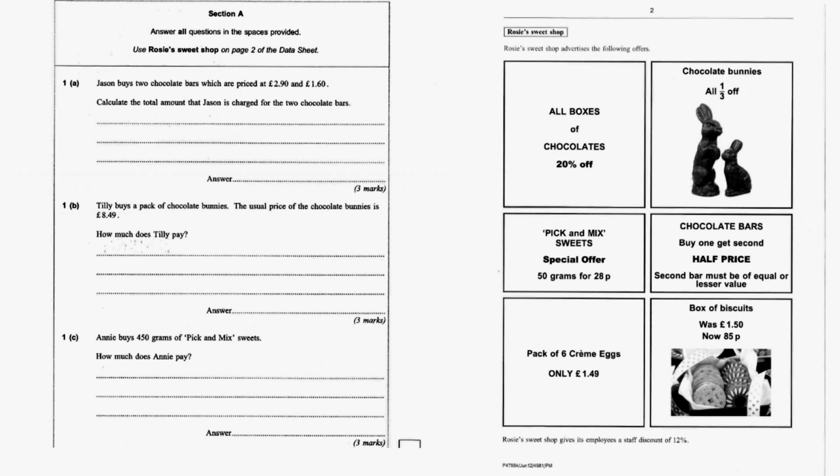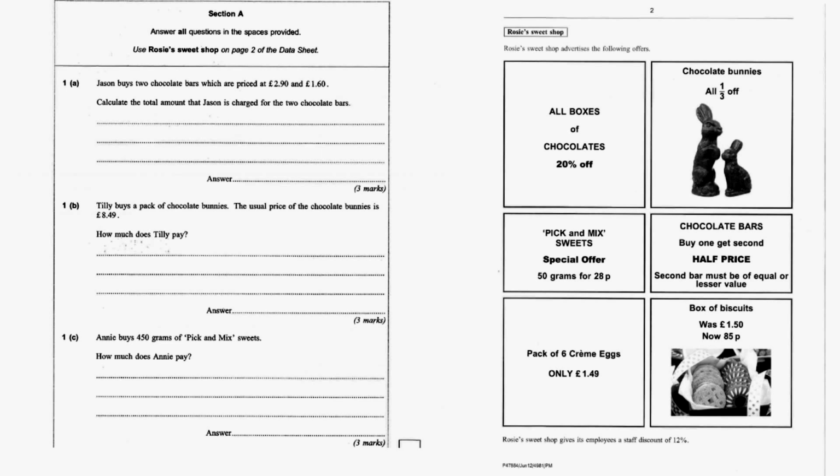Okay, so we turn to the first page and it says, make sure you read the questions. Section A, answer all questions in the spaces provided. Use Rosie's Sweet Shop on page 2 of the data sheet. Now this is the data sheet, so I've just put it here so we can access it. And it says page 2, that's your page 2, and it says Rosie's Sweet Shop. So for this section, I'm going to be using this part of the data sheet. Now, remember with the exam paper, make sure you write your answers within this box here. Anything out of this box will not be seen by the examiner.